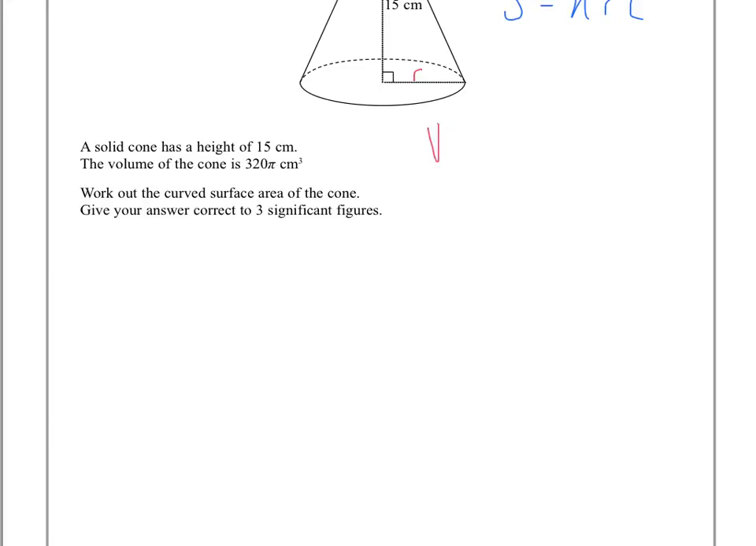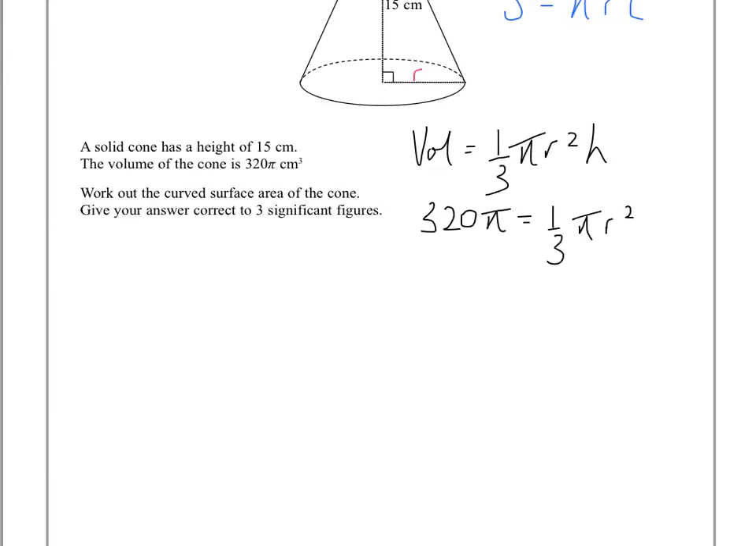Let's go back to black. So the volume of the cone is equal to 1/3 pi r squared times h. The volume, which we know is 320 pi, is equal to 1/3 pi r squared times by 15. Now we're trying to rearrange this for r.